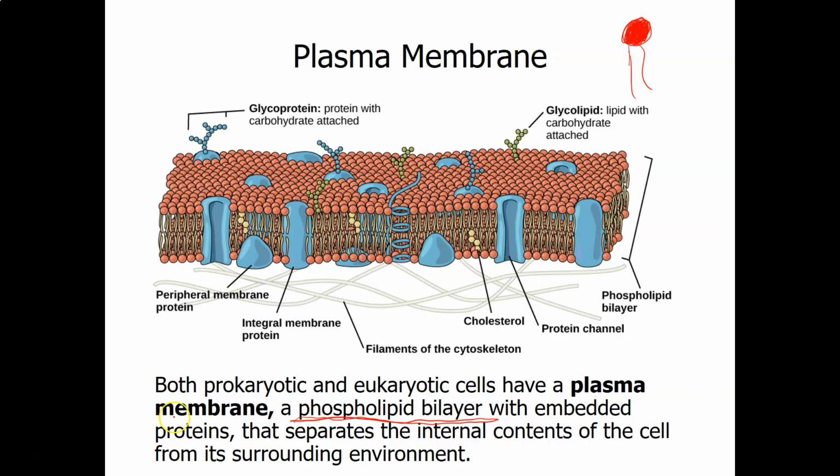It's embedded with proteins, which are the large blue molecules that you see. And then sometimes what you see on the outside are carbohydrates attached. If they're attached to the phospholipids, then we call this a glycolipid. If they're attached to a protein, we call it a glycoprotein. So glyco just refers to a carbohydrate chain attached.